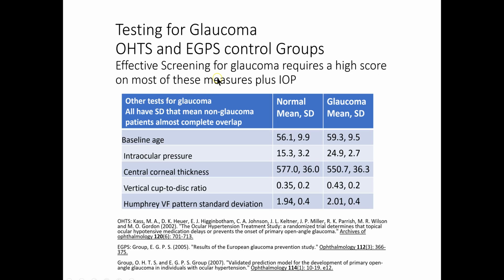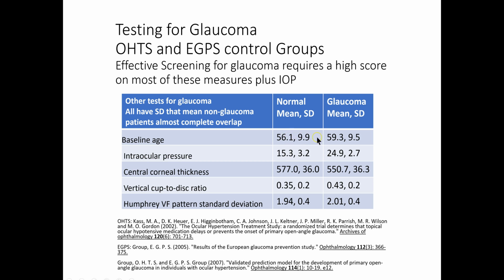So I think you can see if we just did glaucoma IOP screening, we wouldn't do very well in terms of picking out people with glaucoma because the overlap is just so great. Other measures that have been shown to be significant in the past are age, central corneal thickness, vertical cup to disc ratios, and Humphrey visual field pattern standard deviation tests. If you take plus or minus standard deviations around these means, you'll see all of them overlap a lot. They are not really good individual measures.